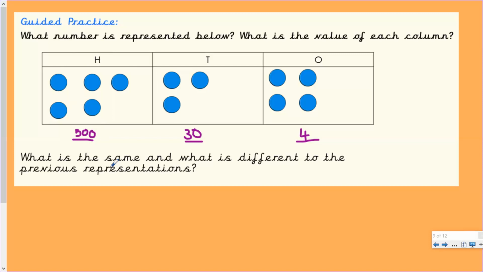Now, what's the same and what's different to the previous representations? Here we can see that all the counters look the exact same. The value is not written in each of the counters like it was in the previous slide. But we know the value of each counter because it's placed in the separate hundreds, tens, and ones columns. So we know if it's in the ones column, the value is 1. If it's in the tens column, the value of each counter is 10. And if it's in the hundreds column, the value of each counter is 100.